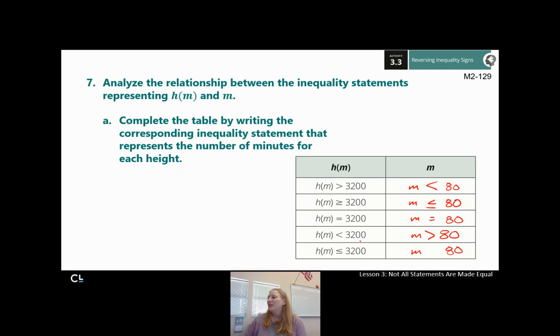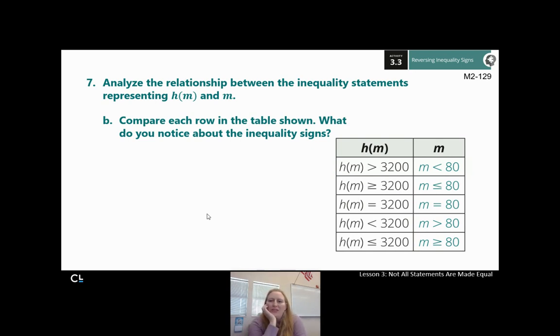We already did this one. This was what we did in the earlier problem. And so here's our last one. h of m is less than or equal to 3,200. So that means m must be greater than or equal to 80. Now, of course, we could have done the math to work all these out, but that feels like time I don't want to spend.